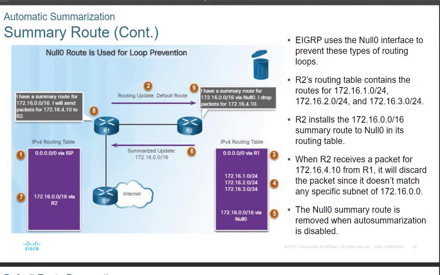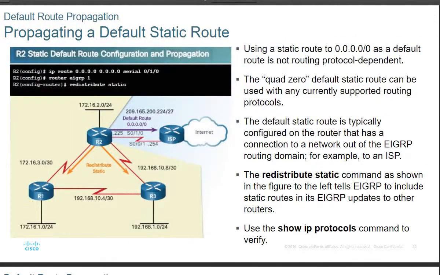R2 installs the 172.16.0.0/16 summary route to Null0 in its routing table. When R2 receives a packet for 172.16.4.10 from R1, it will discard the packet since it doesn't match any specific subnet of 172.16.0.0. The Null0 summary route is removed when autosummarization is disabled.